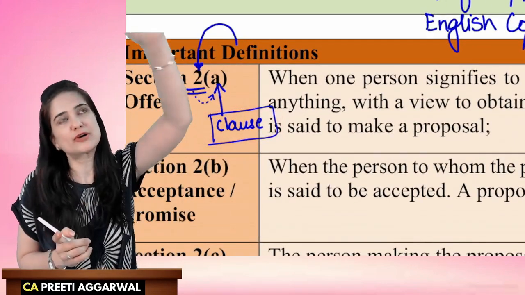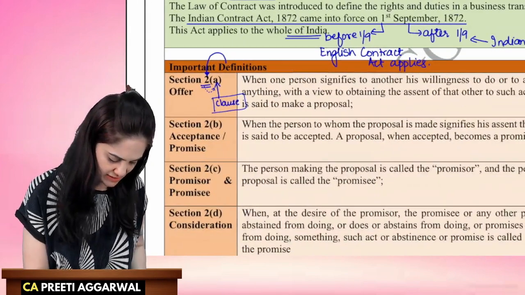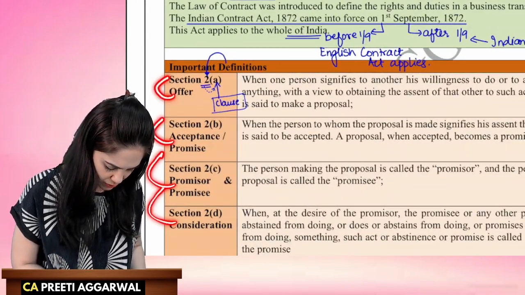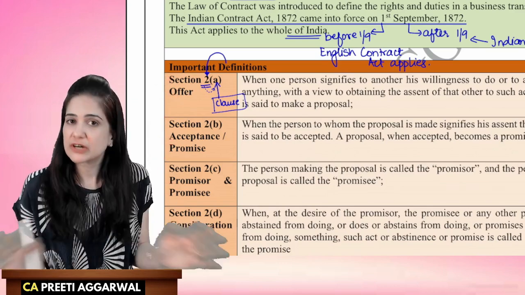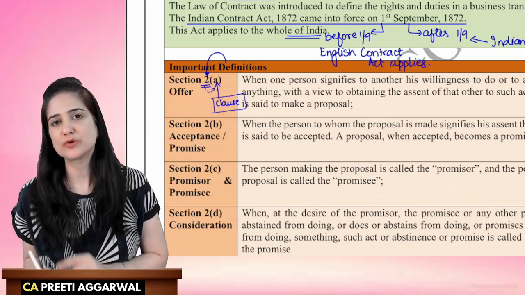Subsection means it is a part of the main section. Are they related to each other? No. They are all different words, different terms. That is why we directly jump to clause.